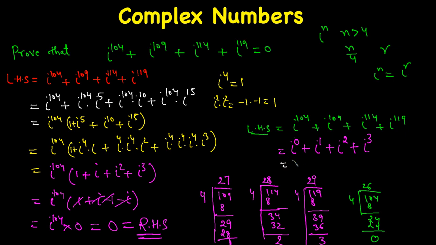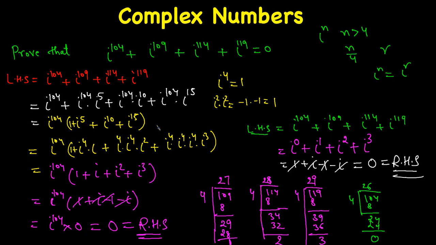And anything raised to power 0 is a 1, plus iota, and iota square is a negative 1, and iota cube is a negative iota. See, 1 will cancel this 1, iota will cancel this iota, left with 0. So left hand side is equal to right hand side. Hence the proof. So there are 2 different ways to solve the same problem. There might be more. So use the method whatever you like the most.